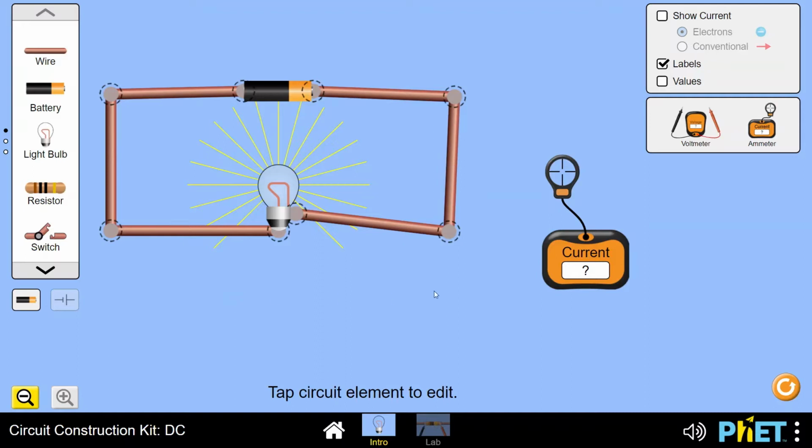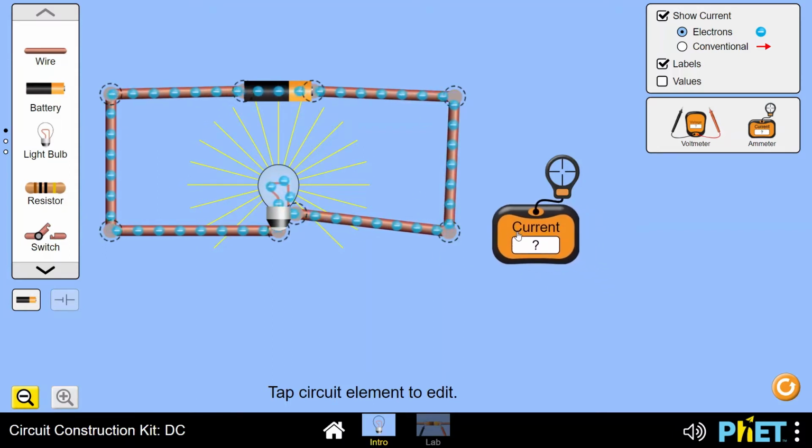Now then, we showed last time, didn't we, the current going round. So we can see the current going around here. It seems to be going around at the same rate all the way. The electrons are travelling around at the same rate. So that is really telling me the current is the same everywhere. Now I can confirm that.